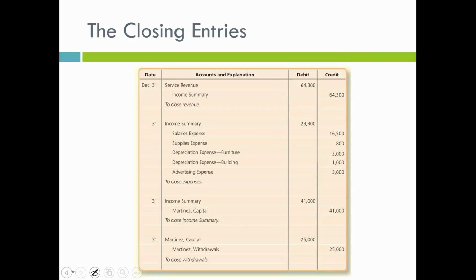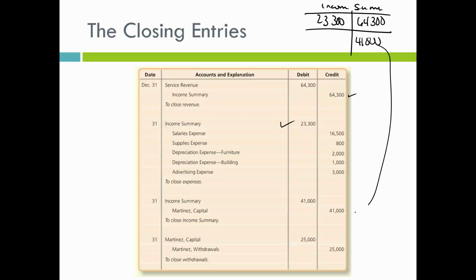Here's just an example that's probably a little bit easier to read. If we keep track of what's going on in our income summary account, here I credited income summary for the revenue, 64.3. Here I debited income summary for the expenses, 23.3. So my balance in income summary right now is 41,000. That's the amount down here that I give to the capital account, and then the withdrawals.